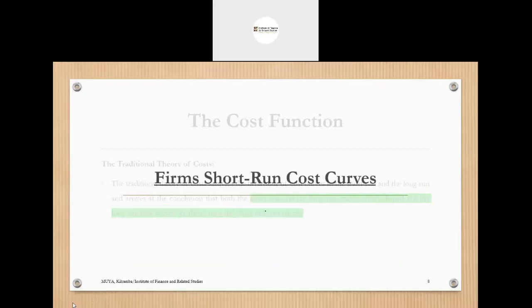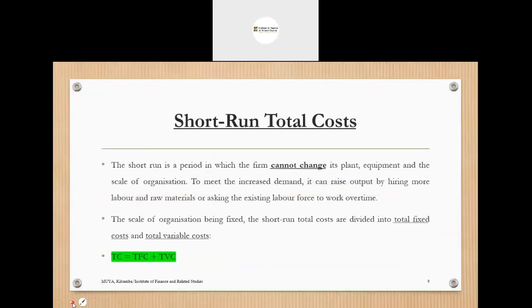That slide, we've already discussed it. But let's start with the farm's short-run cost curves. The short-run period is defined as that period where the farm cannot change its plant, its equipment, and the scale of organization. The scale of organization is its size.